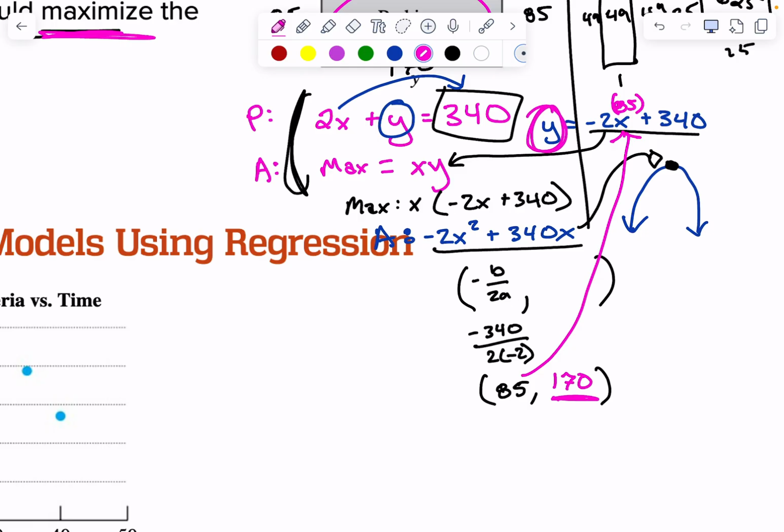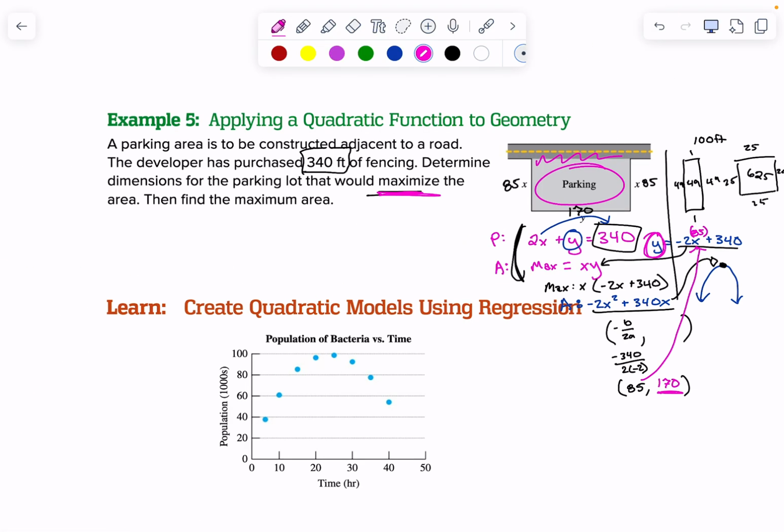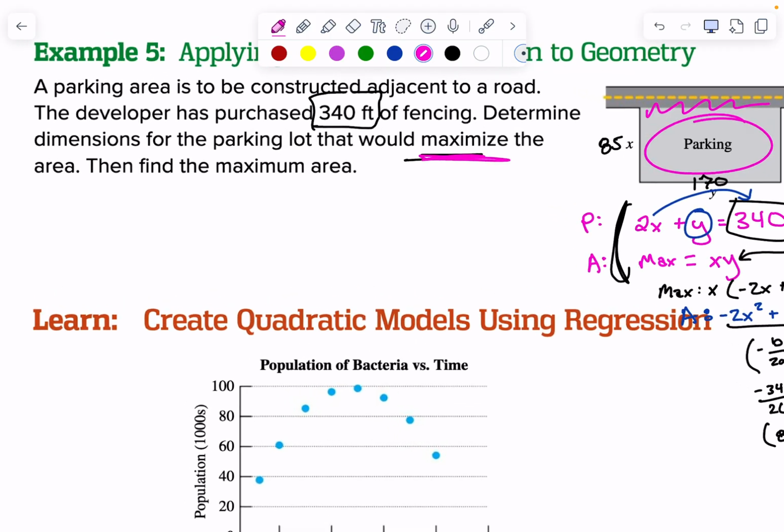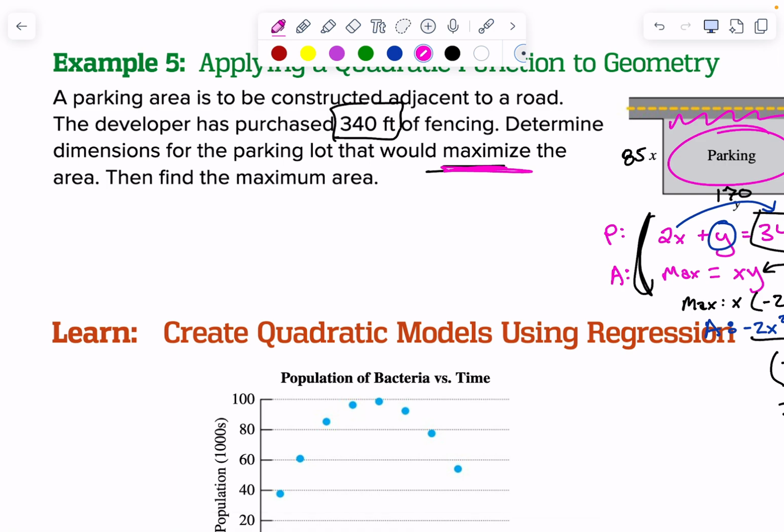So you're just plugging it into another equation to solve for the y variable, right? If you would have made it a square, what would it have looked like? It wouldn't be maximizing the area. The answer is 85, 170. So determine the dimensions. The dimensions would be 85 by 170, and then find that maximum area.